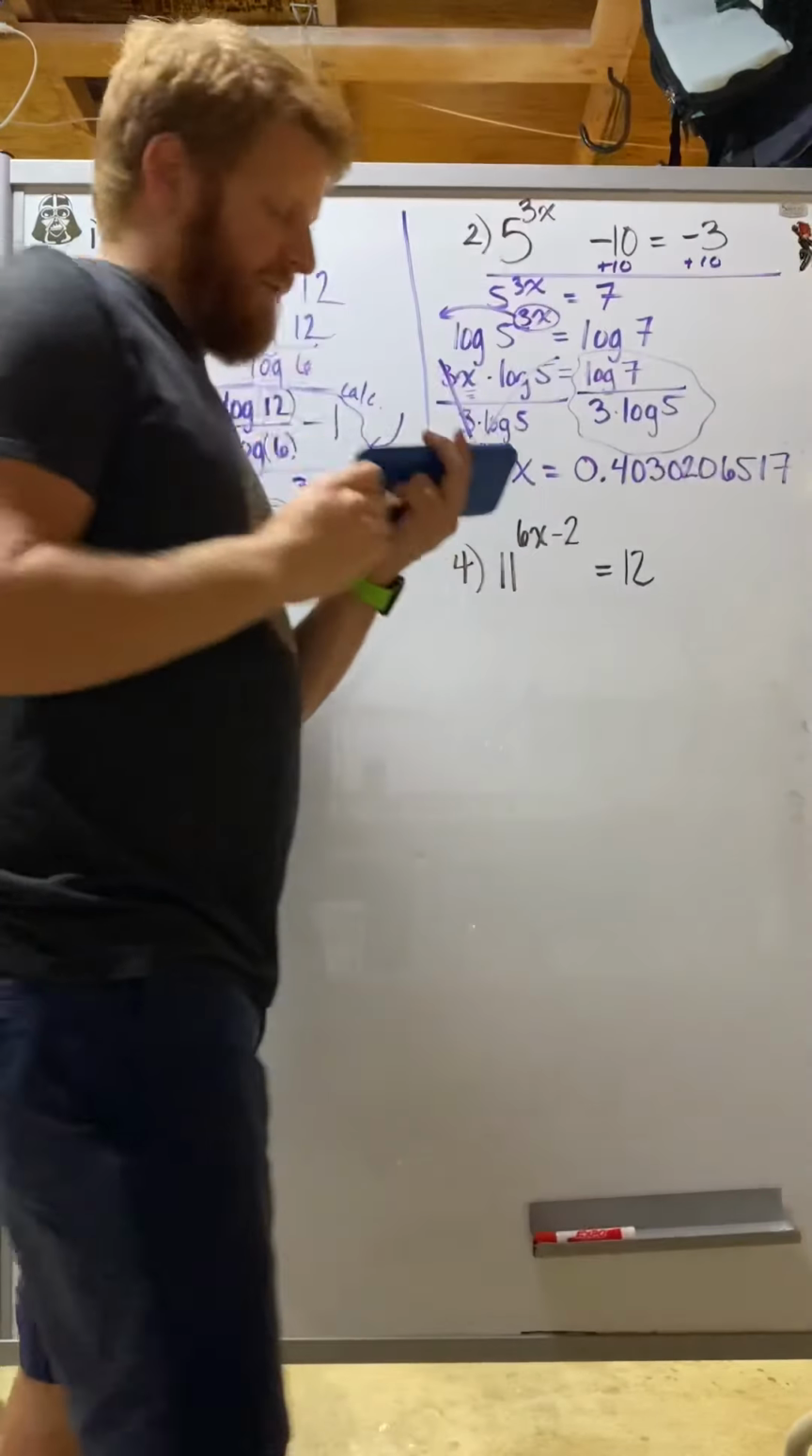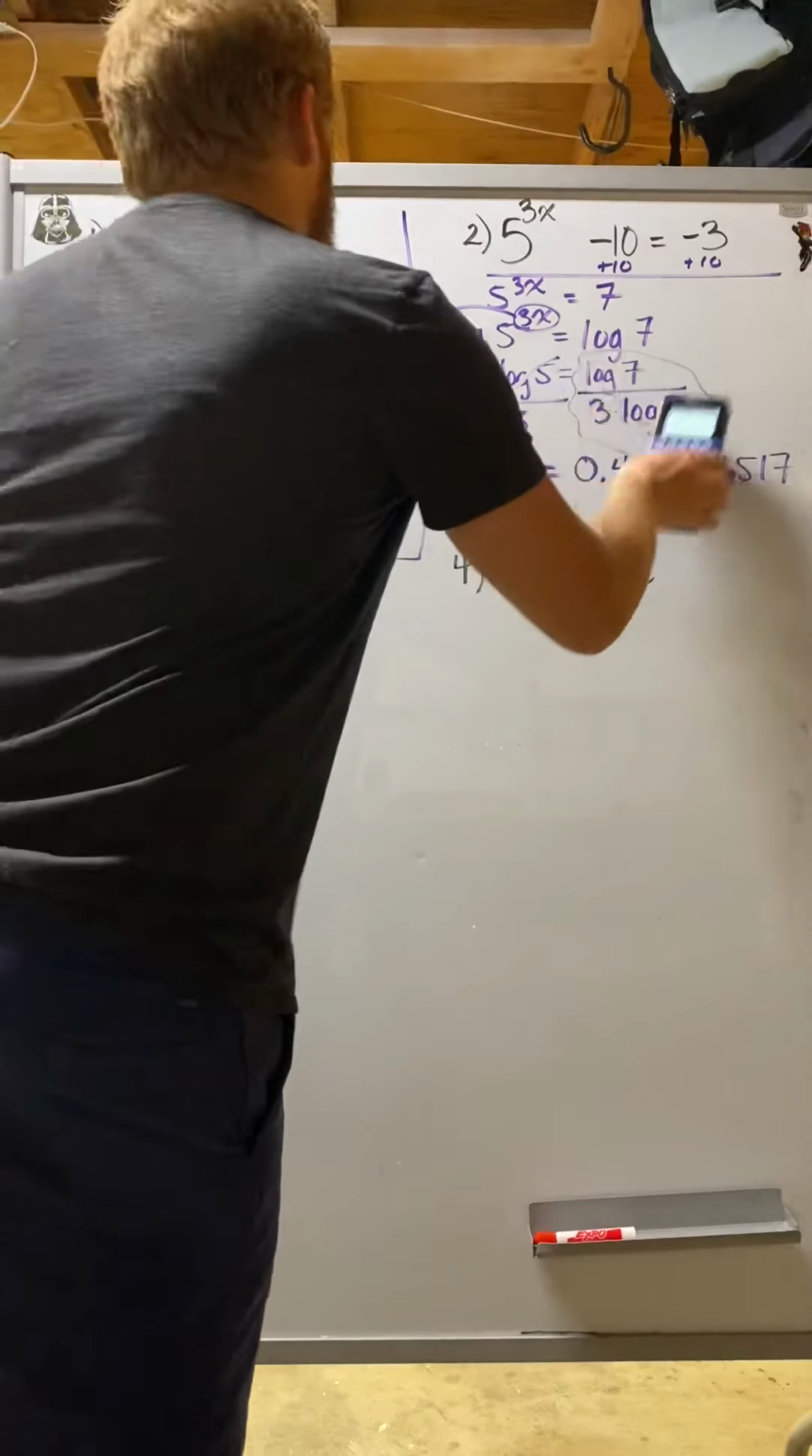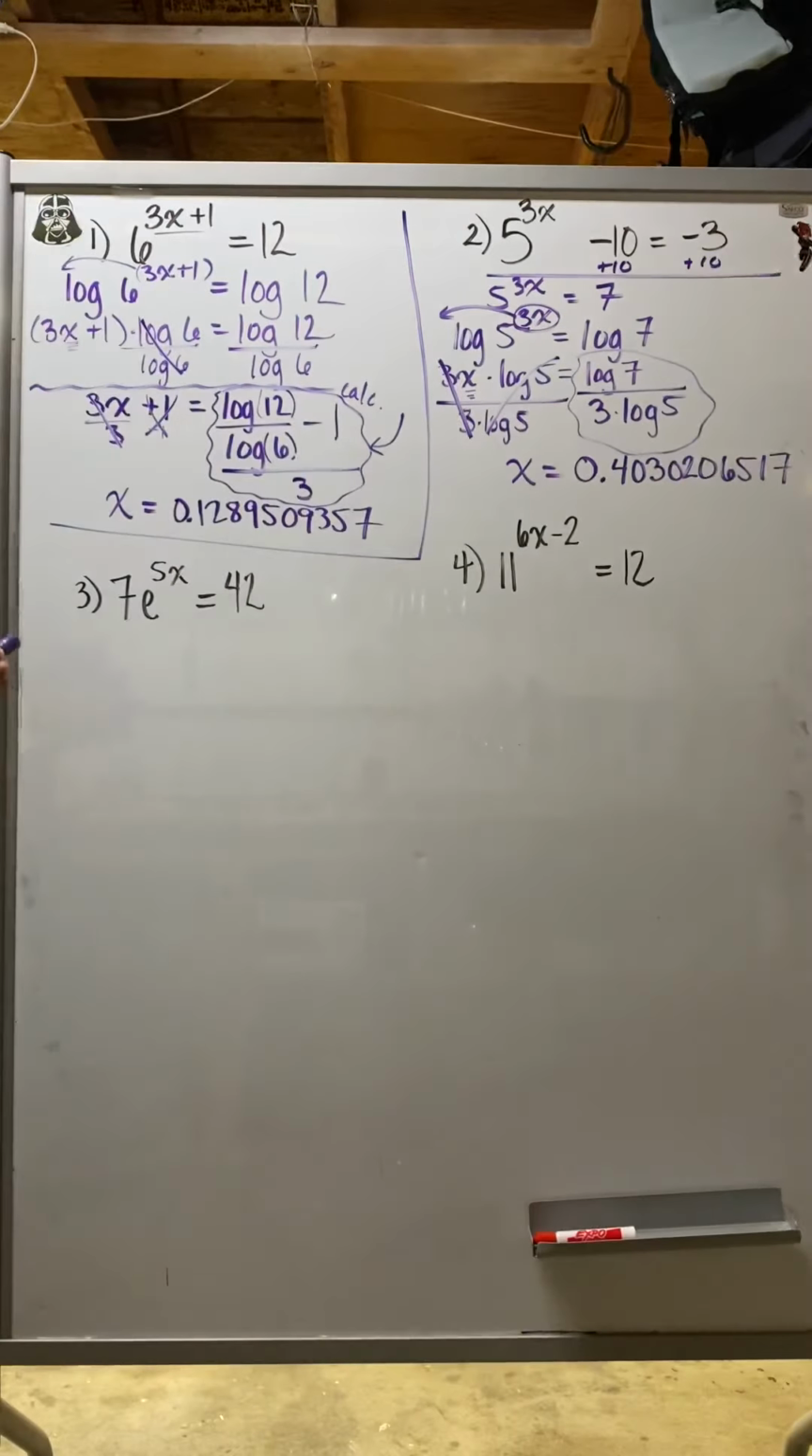0.4030206517. If you didn't get that on number 2, try plugging all of this back into your equation or back into your calculator until you get this. This is what we are looking for, okay? And these are actually what your answers look like, okay? All right, number 3.